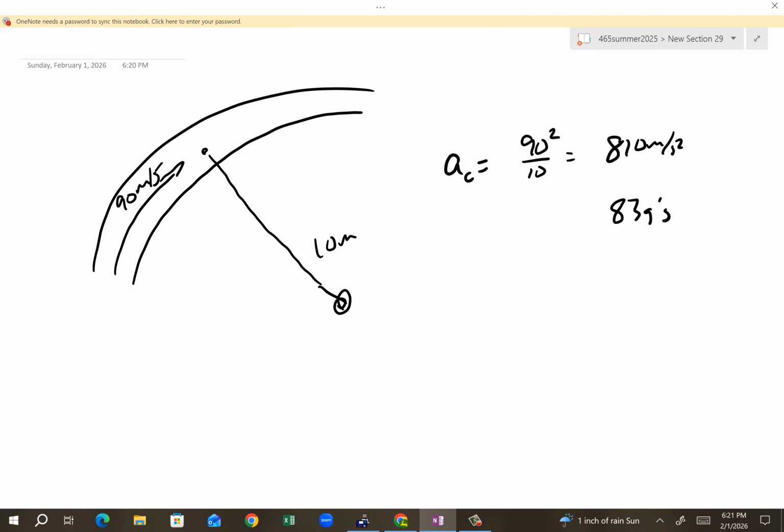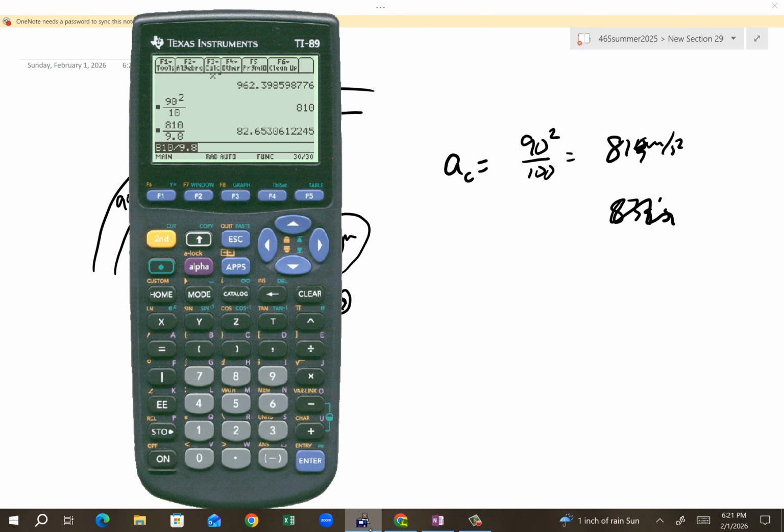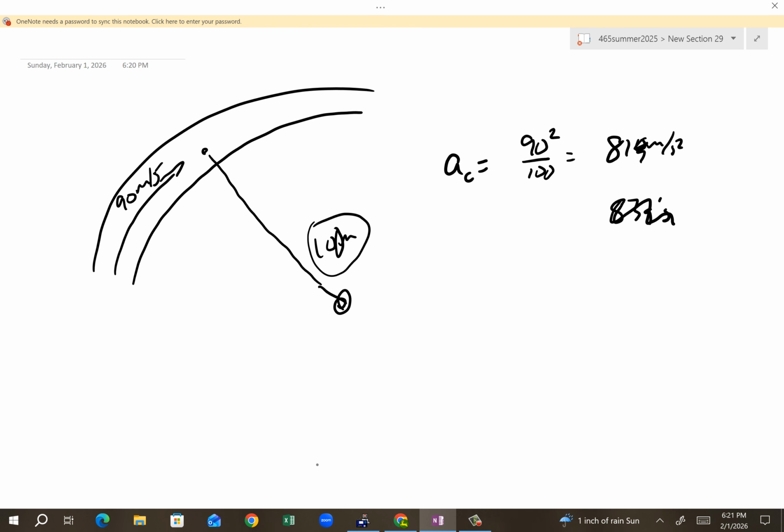Correct. Well, how would they make this happen? Well, if you're racing a NASCAR, first of all, we wouldn't be going on a 10-meter radius curve. We'd be going on a 100-meter radius curve. How would that change things? Well, that would make this 81. 81 divided by 9.8 is 8-ish. So about 8 Gs. Like, that's still too much.